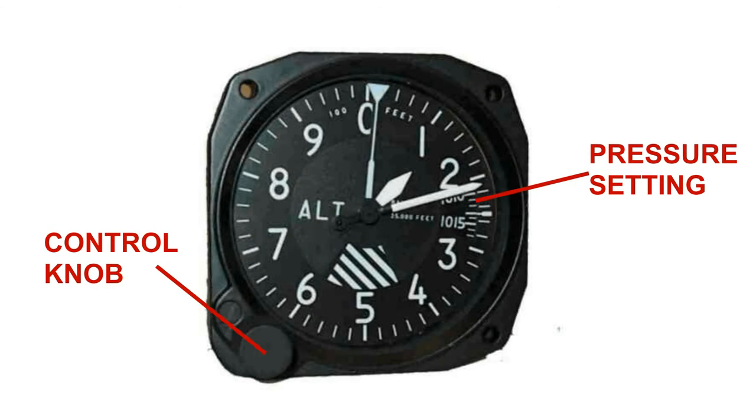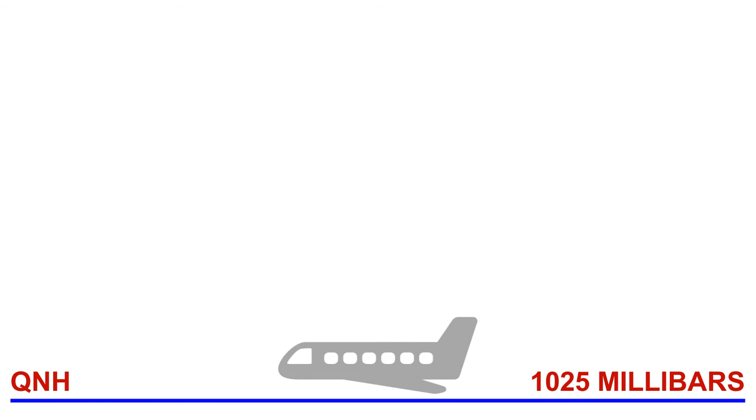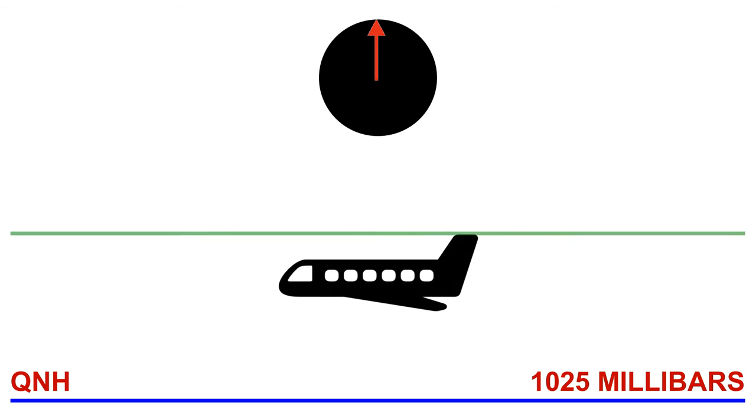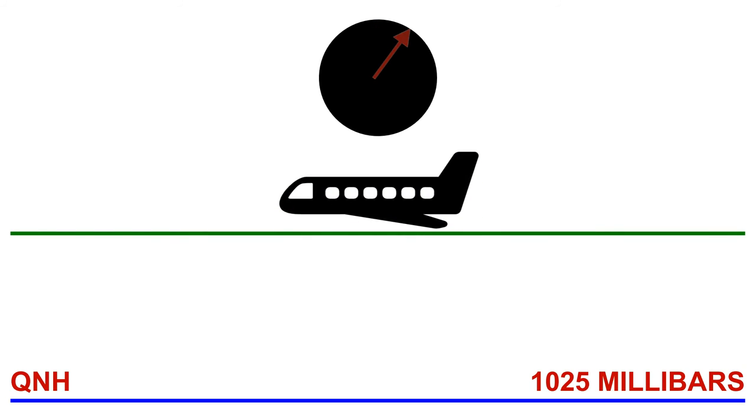Earlier in this video, we discussed the pressure setting window on the altimeter. This setting is changed depending on what datum is being used. The first datum to look at is known as QNH. QNH is a calculated pressure at mean sea level. If the aircraft was at mean sea level with this pressure setting, it would read zero. If an aircraft was at an airfield 200 feet above mean sea level, then the altimeter would read 200 feet. The altimeter reading with QNH set is called the altitude.